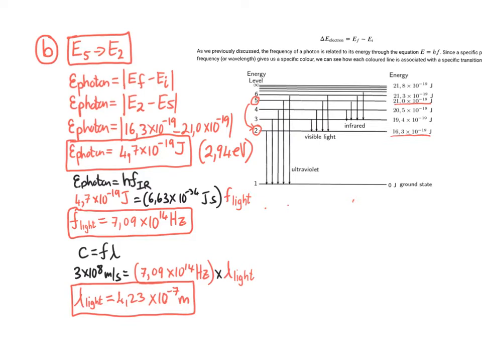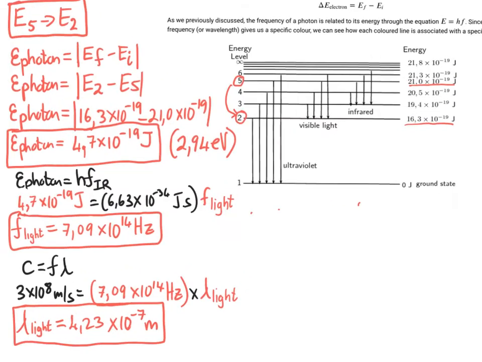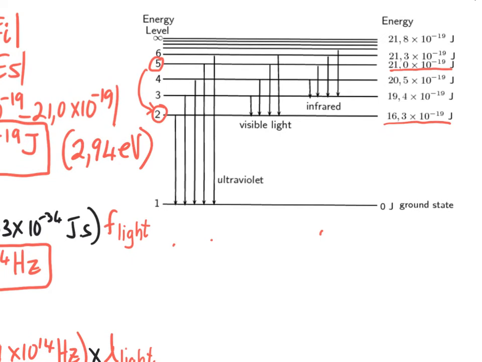In the B question, we are looking at the transition from energy level 5 to energy level 2. So if we look here on the diagram, in the first problem we were going from energy level 5 to energy level 3. Now we are going to go from energy level 5 to energy level 2, and we can see that that's a bigger drop, so the photon should have more energy.